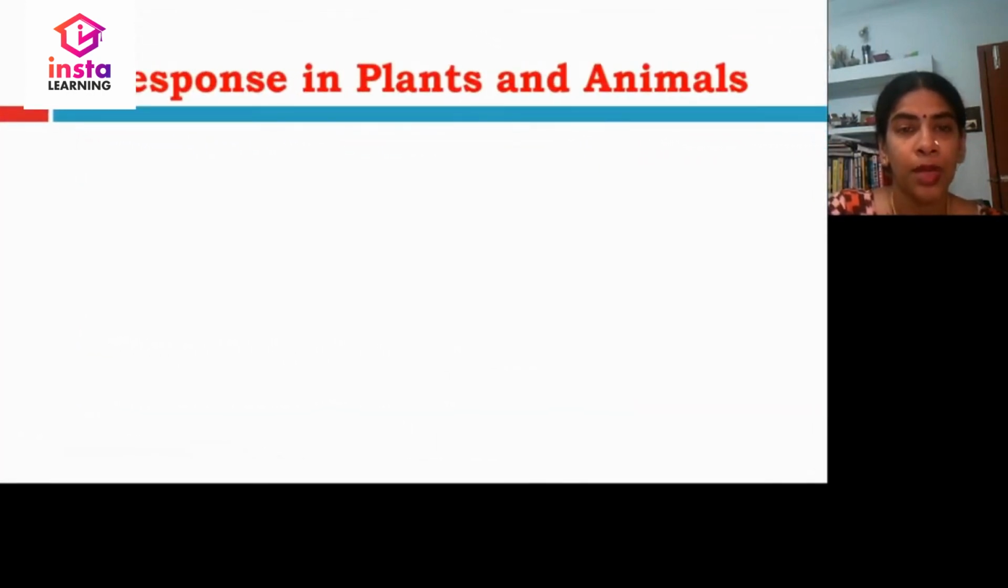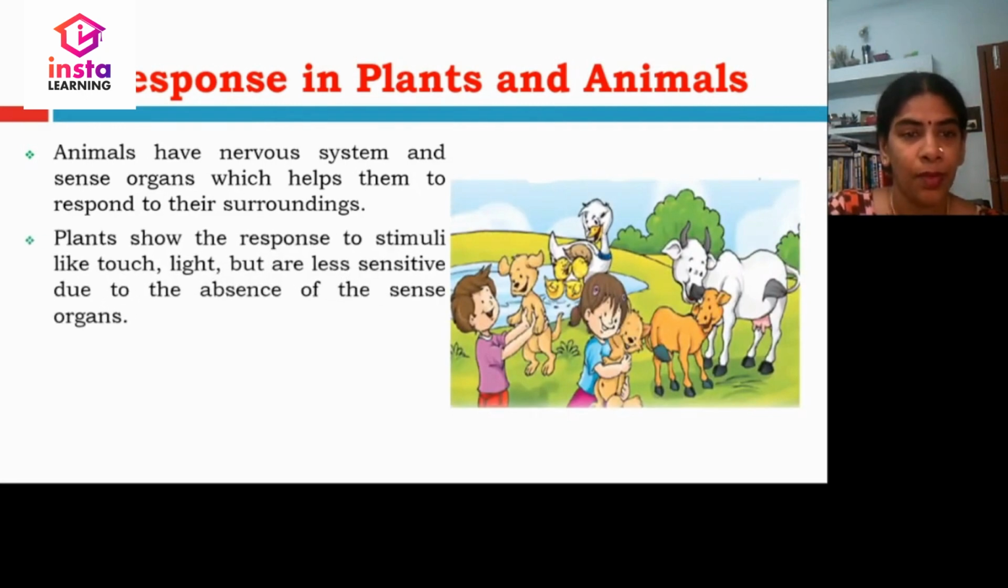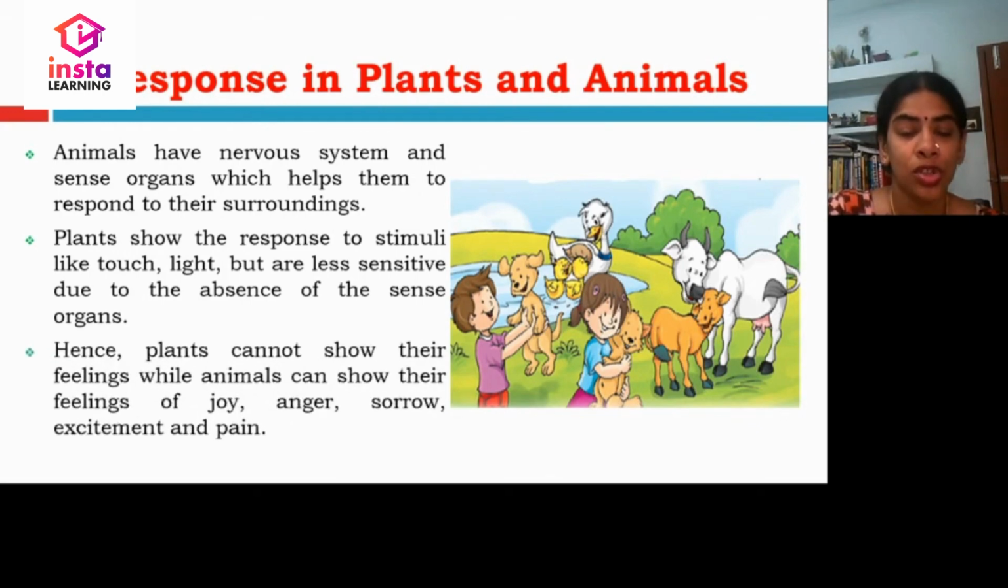Let us compare the response in plants with animals. Animals have a nervous system and sense organs which help them to respond to their surroundings. Plants show a response to stimuli like touch and light, but are less sensitive due to the absence of sense organs. Hence, plants cannot show their feelings, while animals can show their feelings of joy, anger, sorrow, excitement, and pain.